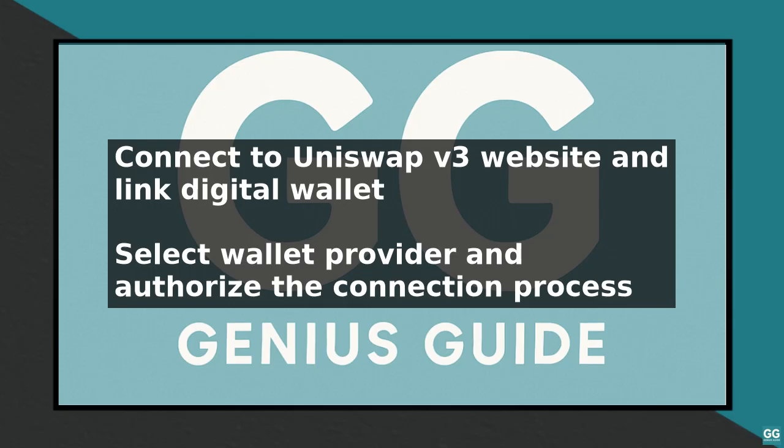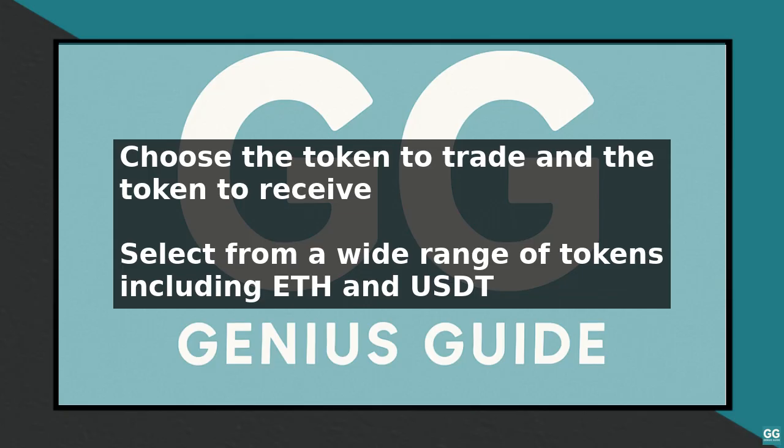Once your wallet is connected, you can begin the trading process by selecting the token you wish to trade and the token you wish to receive. Uniswap V3 offers a wide range of tokens to choose from, including popular assets such as ETH, DAI, and USDT.